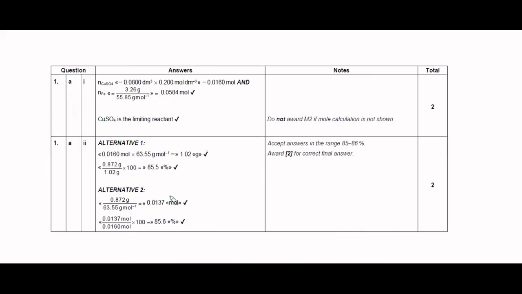So this is our marking scheme. So the A part of question number 1 from this paper is done. Next, we have to move to the B part. Let's watch that in the next video. Thank you.